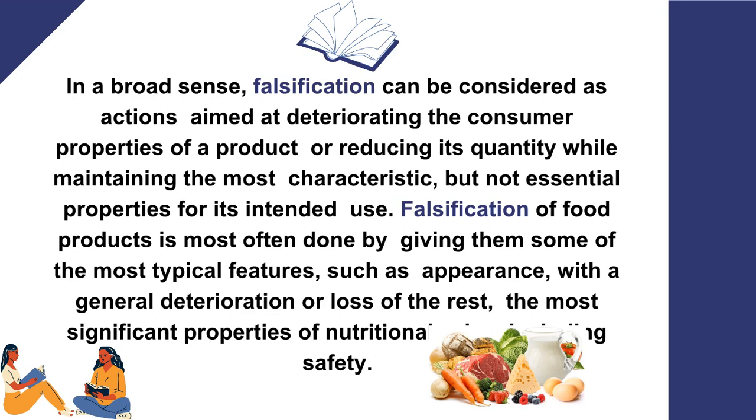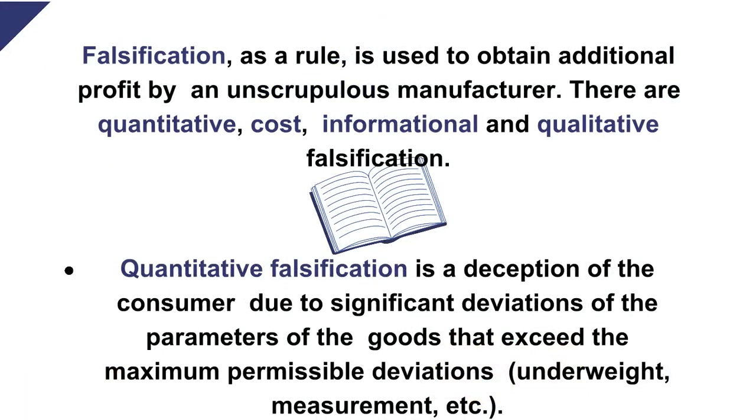Falsification of food products is most often done by giving them some of the most typical features, such as appearance, with a general deterioration or loss of the rest, the most significant properties of nutritional value, including safety. Falsification, as a rule, is used to obtain additional profit by an unscrupulous manufacturer. There are quantitative, cost, informational and qualitative falsification.